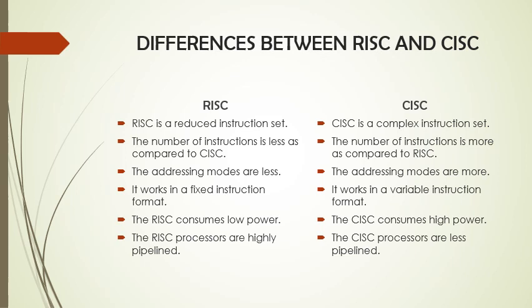Now let us study the difference between CISC and RISC. RISC is a reduced instruction set. The number of instructions is less as compared to CISC. The addressing modes are fewer, and it works in a fixed instruction format. RISC consumes lower power, and RISC processors are highly pipelined.